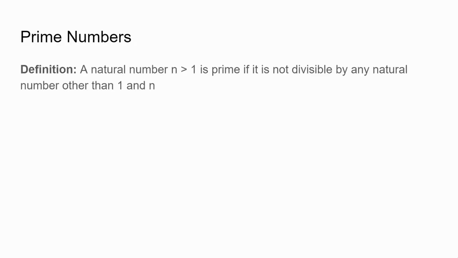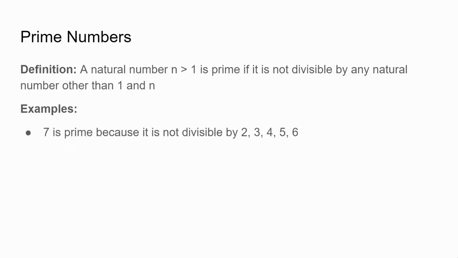By definition, a natural number n greater than 1 is prime if it is not divisible by any natural number other than 1 and n. For example, 7 is prime because it is not divisible by 2, 3, 4, 5, or 6. However, 4 is not prime because it is divisible by 2.